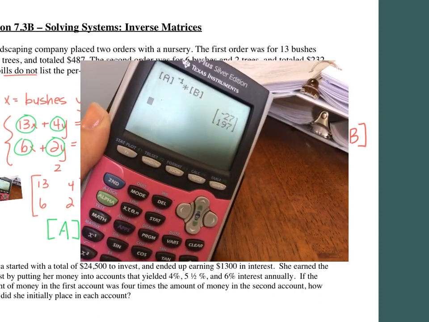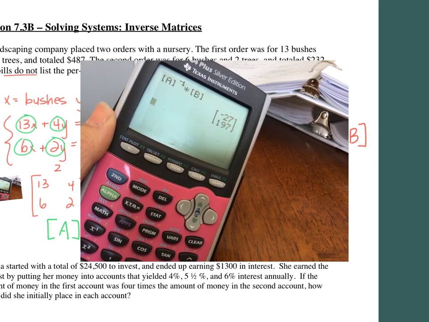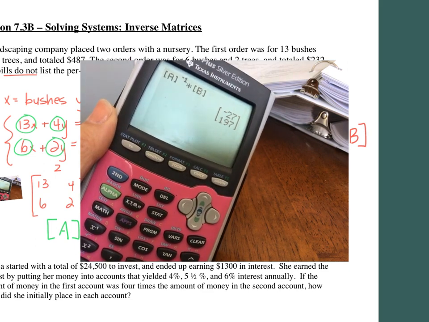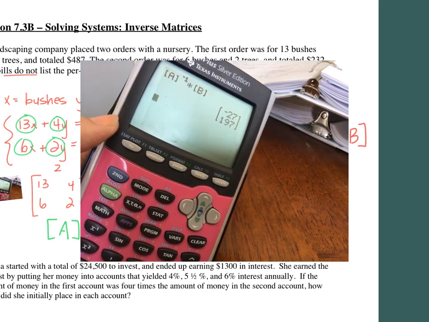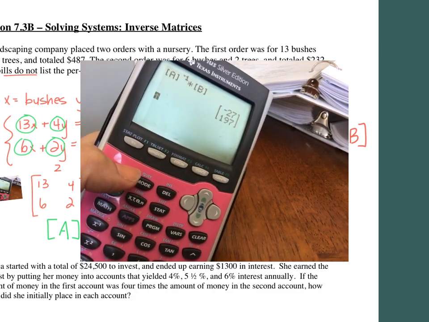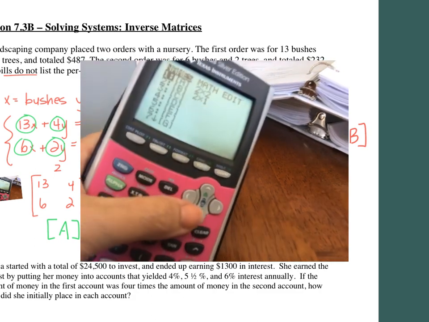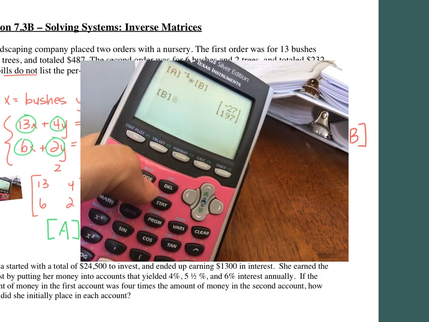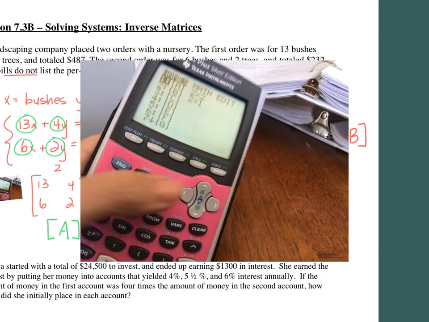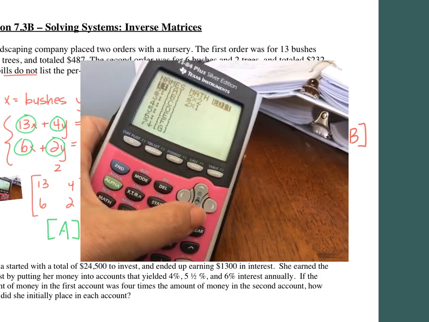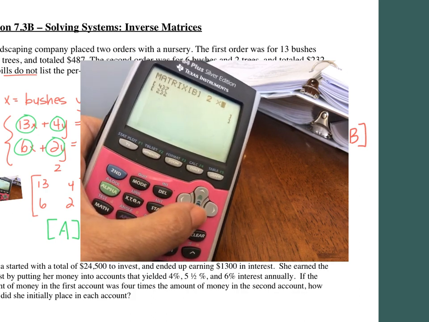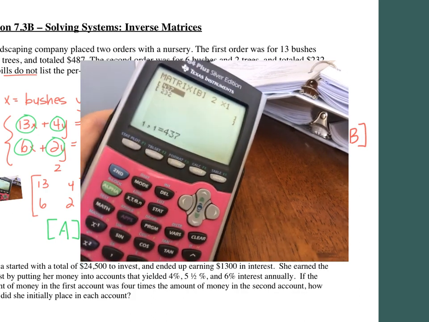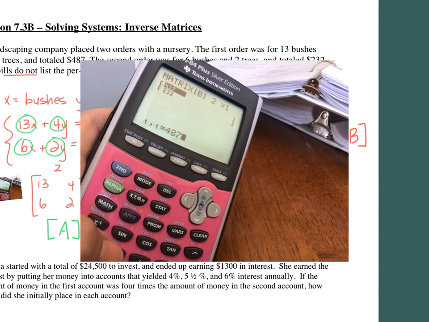Now, the answer to a matrix should not be negative. Okay, I can't have the price of something be negative, so something was not right. So I'm going to go back and double check. I'm going to edit my matrix B. And I noticed that I made it, again, you guys probably caught this while I was doing it. It should be 487, not 437.